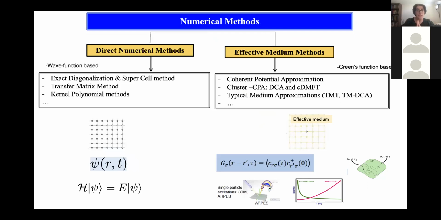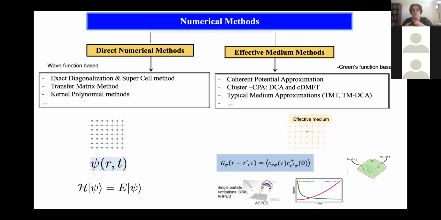In today's hands-on activities, we will explore two ways of doing that. To solve these numerical problems, one can use two ways. One way is a direct numerical method. You take your lattice and do exact diagonalization or supercell calculation. So you solve the Schrodinger equation and look for the wave function. Once you have eigenvalues and eigenfunctions, you can calculate all properties you want.